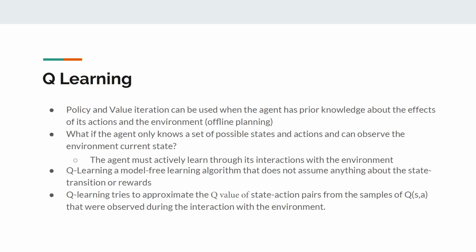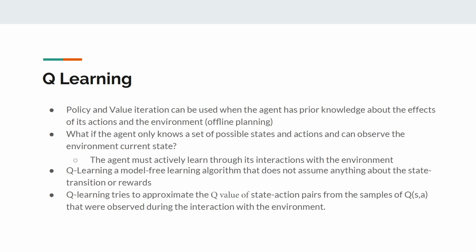All right, so policy and value iteration can be used when the agent has prior knowledge about the world, which is all the states, the actions, the possible state transitions and the possible rewards. So this is called offline planning. And now let's look at a more realistic problem setting where the agent only knows about the set of possible states and actions and can observe the environment's current state. So in this setting, the agent must actively learn through its interactions with the environment.